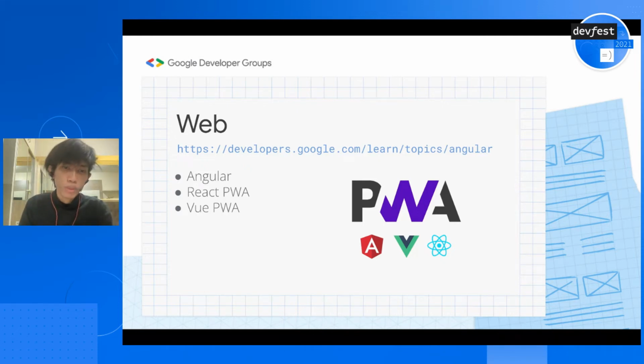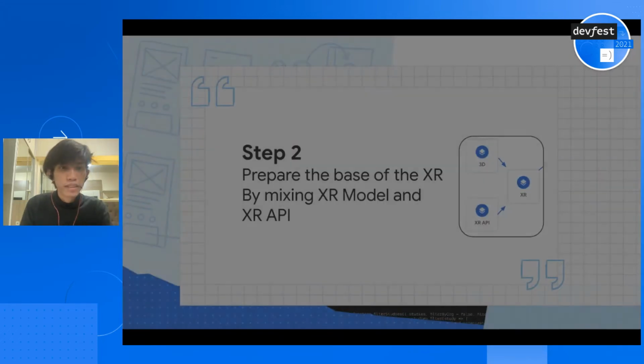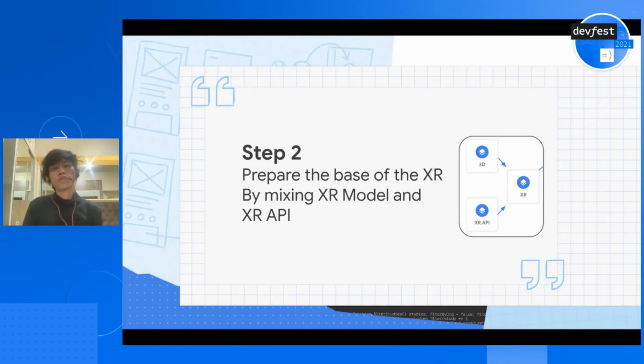After we decide to pick one of these, next, step two, you have to prepare the base of the XR by mixing the XR model and XR API. Basically, after we have the web, in order to make a WebXR, we also have to decide what XR library or framework we would like to choose, right?